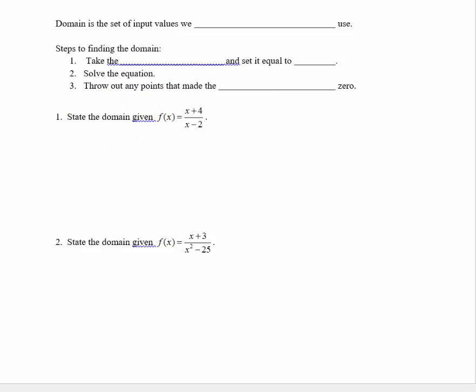So the last part of this section is talking about domain. And what is the domain? The domain is looking at the x values and seeing what values you can use. So the domain is a set of input values we are allowed to use. Now, when are we allowed to use values? When we plug in a value, it doesn't give us a 0 in the denominator if we're dealing with rational equations or rational functions. So when we look for the domain, we just want to make sure that our denominator never becomes 0. So here are the steps to find the domain.